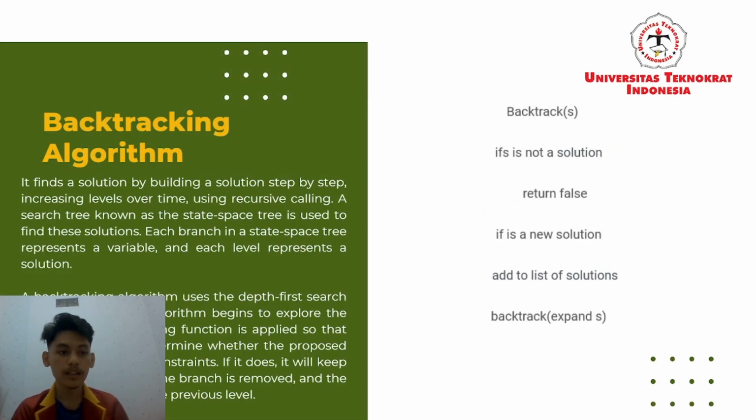Next, the backtracking algorithm finds a solution by building it step by step, increasing level over time, using recursive calling. A search tree known as the state space tree is used to find the solution. Each branch in a state space tree represents a variable, and each level represents a solution. A backtracking algorithm uses the depth first search method.